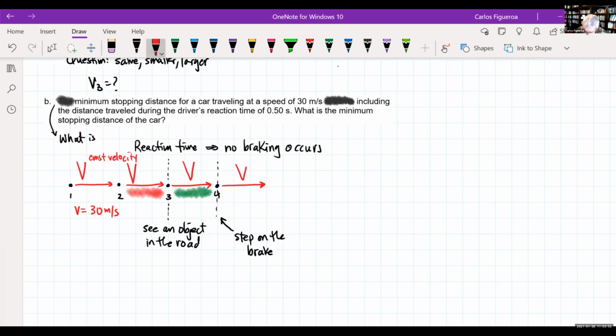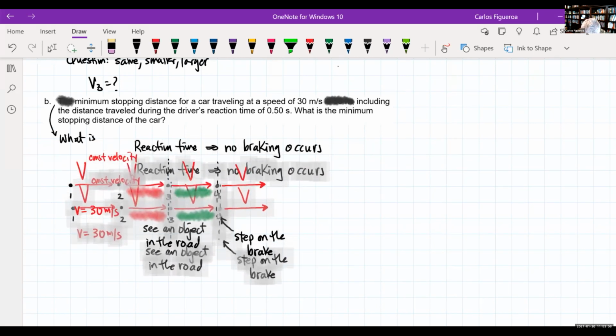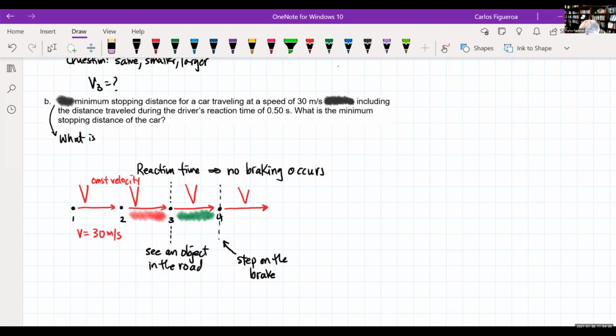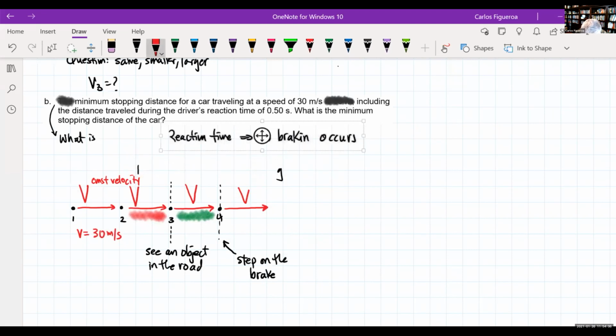Now, again, I'm really not a judge of space here. I'm going to bring this down a little bit. And I need to bring this up and say, there's my reaction time, right? So this is my reaction time right here. And then here I have braking. So this is where braking starts to occur.